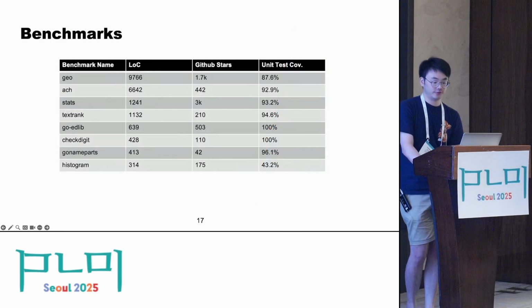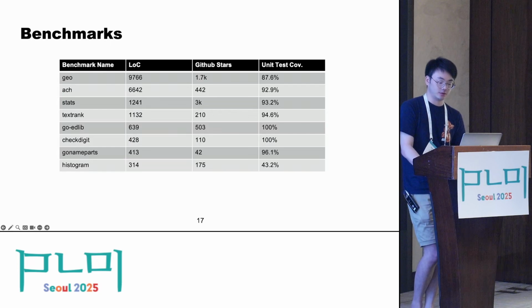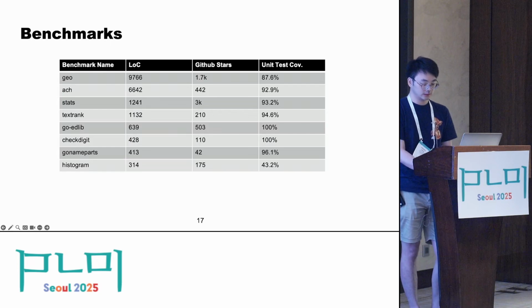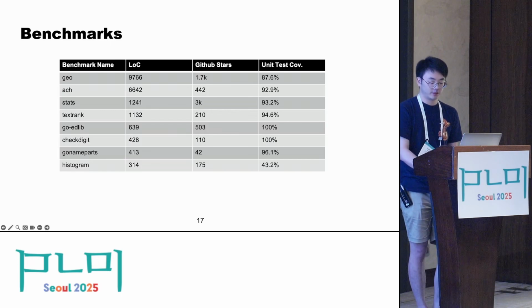To evaluate the efficiency of our approach, we select 8 real-world code bases as benchmarks, with size ranging from 300 lines to approximately 10,000 lines of code. We target popular code bases, and we believe that popularity reflects idiomaticity of the code base. Also, we select benchmarks that have unit tests of high functional coverage rate.